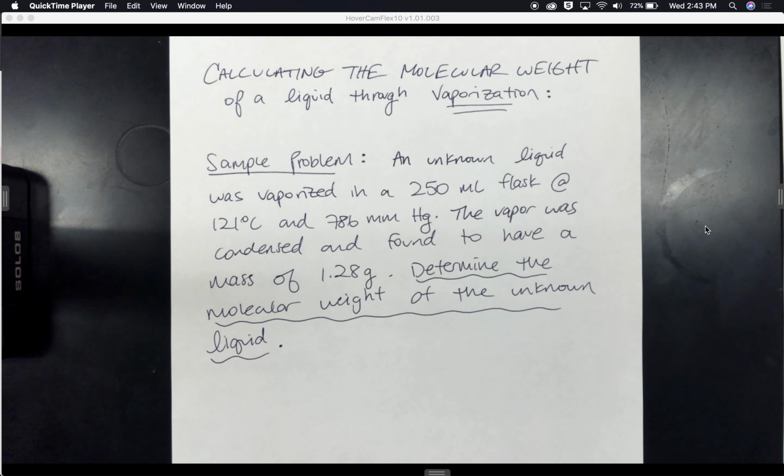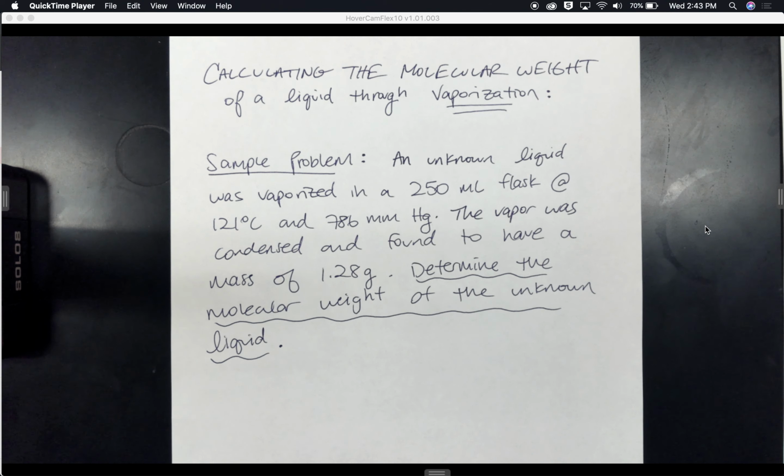Hi everyone. In this video we are going to learn how to calculate the molecular weight of a liquid through vaporization. The problem asks, an unknown liquid was vaporized in a 250 milliliter flask at 121 degrees Celsius and 786 millimeters of mercury. The vapor was condensed and found to have a mass of 1.28 grams. Determine the molecular weight of the unknown liquid.